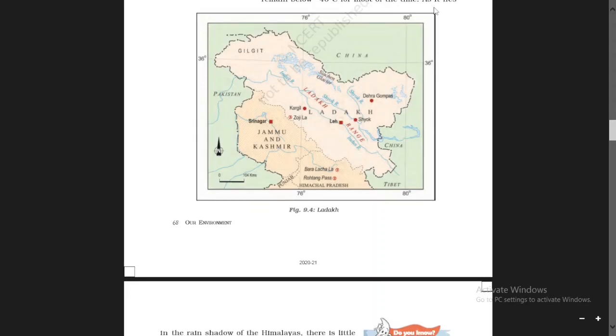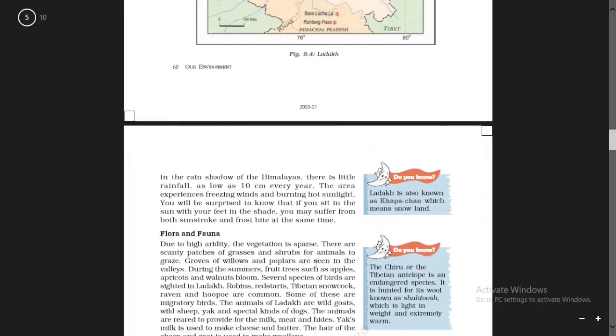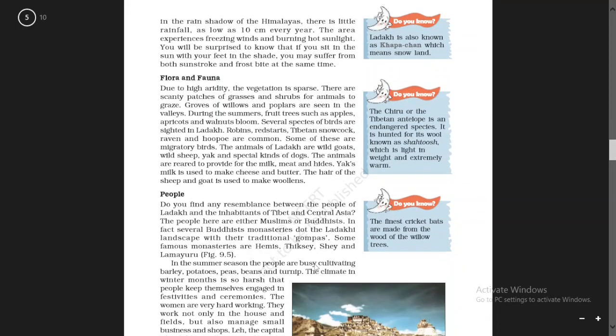As it lies in the rain shadow of the Himalayas, there is little rainfall, as low as 10 centimeters every year. So that place lies in the rain shadow. Rain shadow means a region having little rainfall. There is little rainfall, as low as 10 centimeters every year.